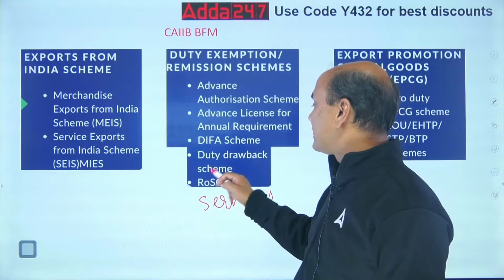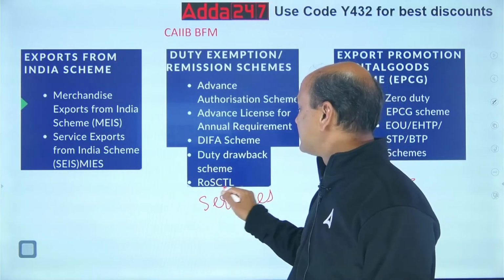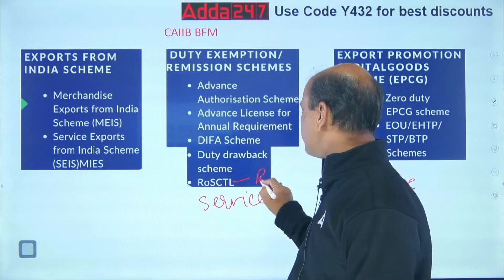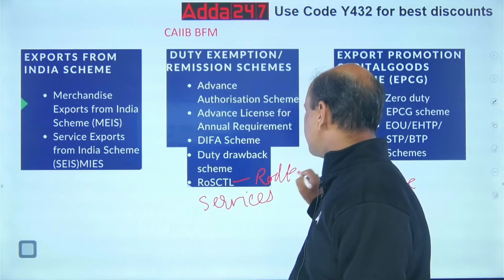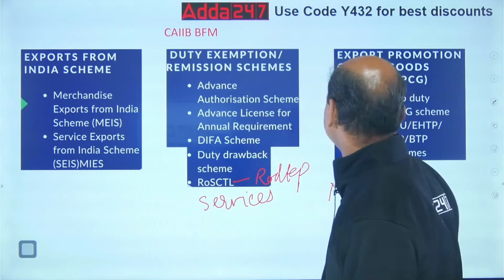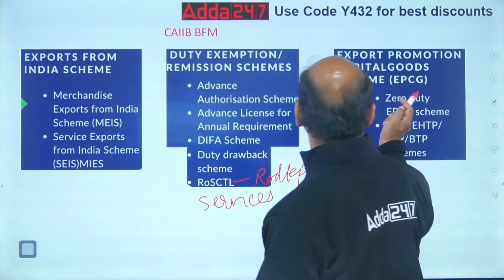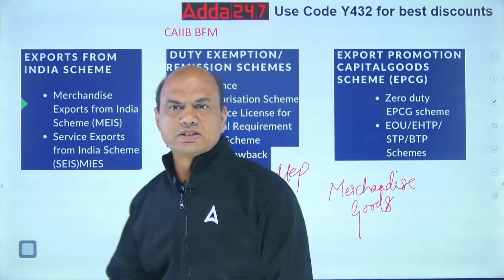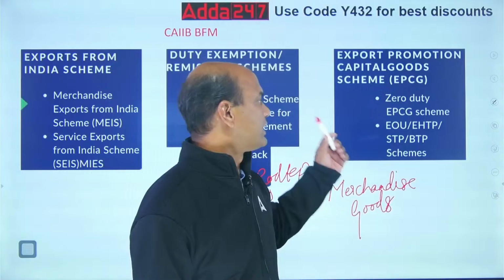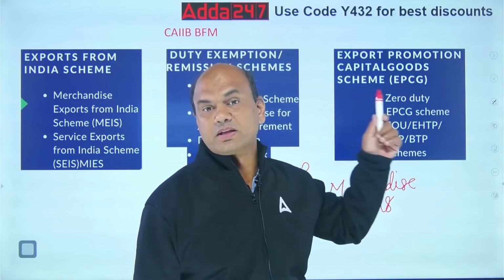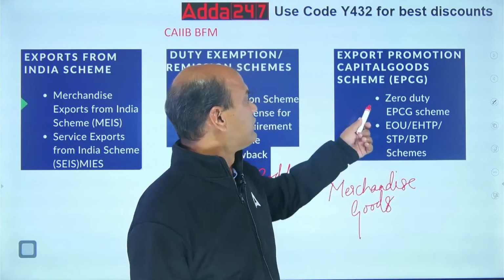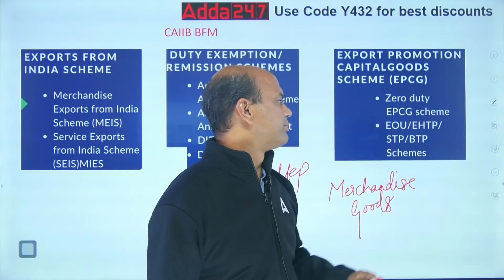Then duty drawback scheme. ROSCTL, now this is merged with RoDTEP. Then this export promotion capital goods scheme, EPCG. Capital goods, look at this. Capital goods means machinery. Kindly note, so zero duty EPCG scheme.